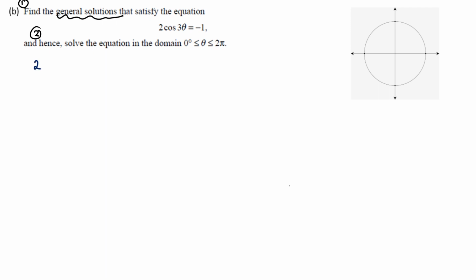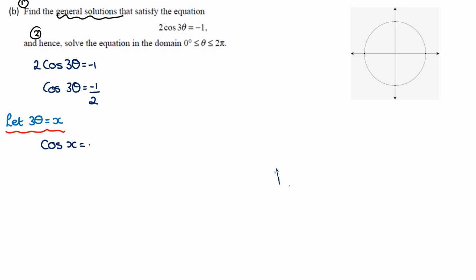So we have 2 cos of 3 theta equals minus 1. So dividing across by 2 gives us cos of 3 theta is equal to minus a half. So that's the first thing that kind of went wrong for students. Then I can't use theta here, so I'm going to let 3 theta equal x. I kind of go between x and theta. So if the question gives me x, I use theta. If the question gives me theta, I use x. So we have the cos of x equals negative a half.